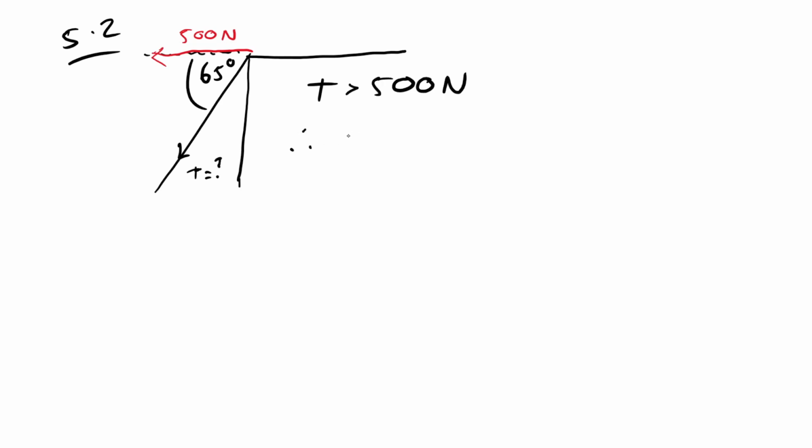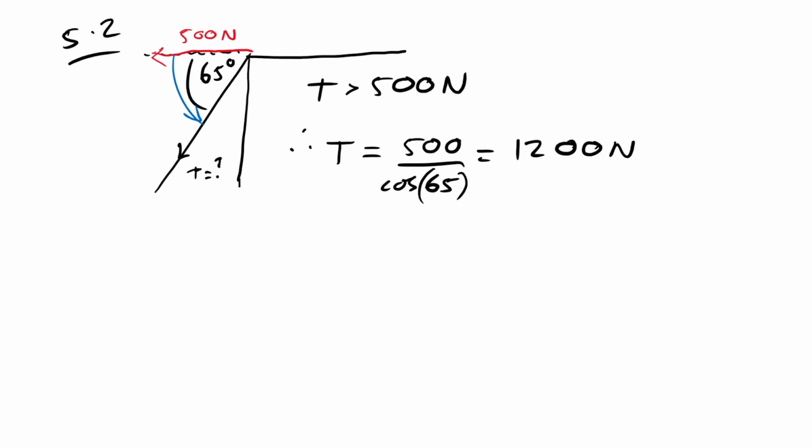So therefore, if you don't know where I'm getting this from, have a look at my easy vectors trick video. We're going to take our 500 and we're going to divide by cos 65. We're dividing instead of timesing because we want a bigger number, and it's cos because the angle is between our two vectors. So we can say that we're sweeping through the angle. That's the way I like to say it. And that gives me 1,200 newtons.